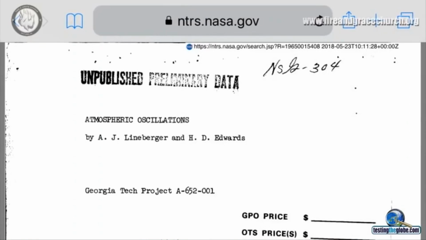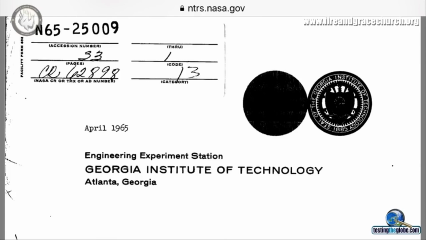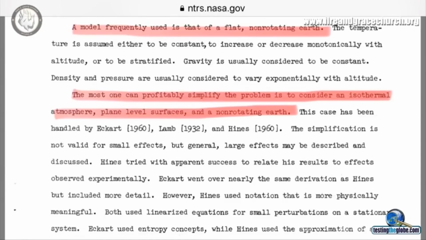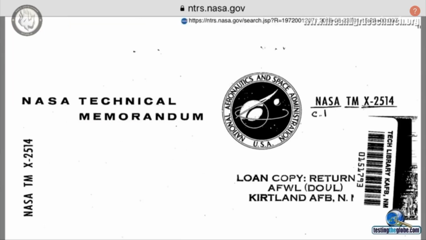Here's another one. Okay, completely different document. Engineering Experiment Station, Georgia Institute of Technology, Atlanta, Georgia. A model frequently used, flat, unrotating Earth. The most one can profitably simplify the problem is to consider the isothermal atmosphere, plane level surfaces, and a non-rotating Earth.